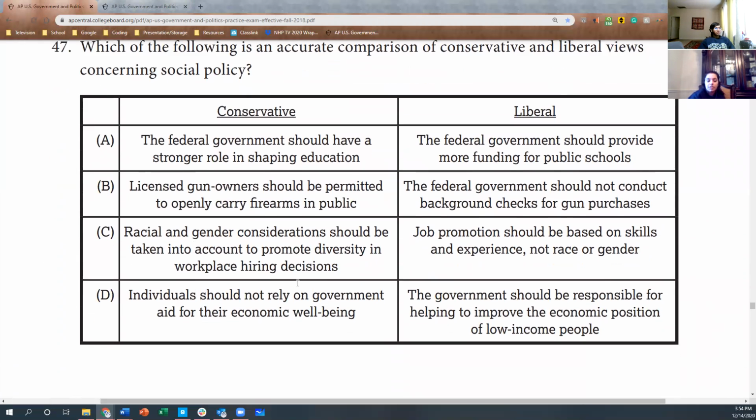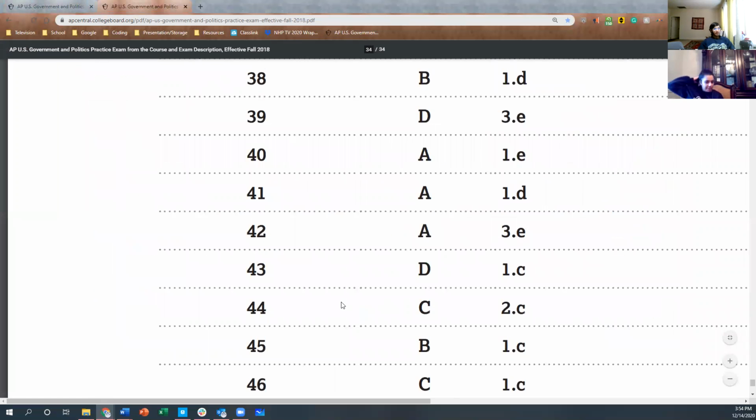Conservative and liberal. We just learned this. Okay. No, they don't want A. Conservatives don't want A. Okay, B. They do want this. They don't want that. No, that's not true. That's not true. Individuals should not rely. Yeah, I think it's D. Yeah, D. I think that's my best.